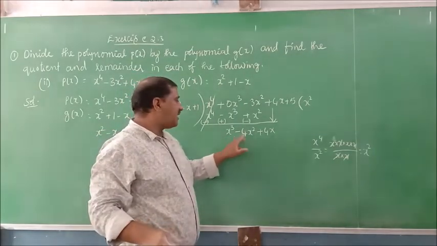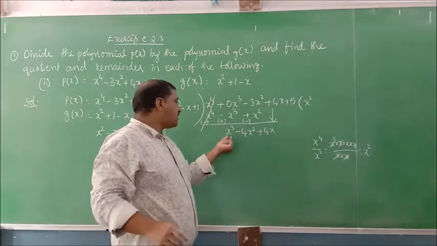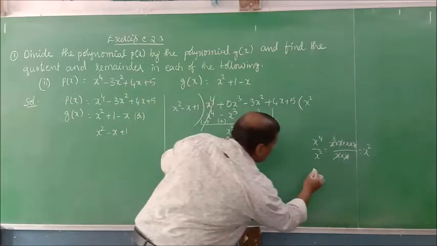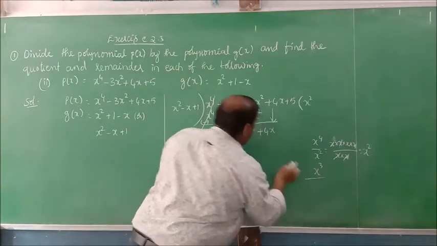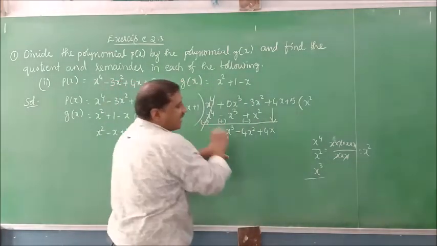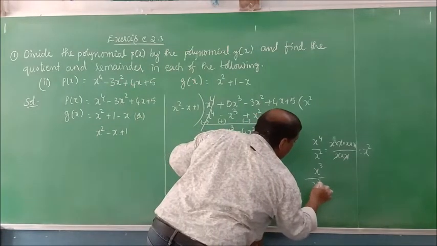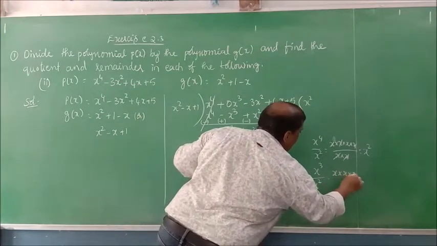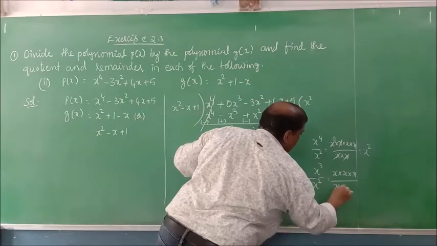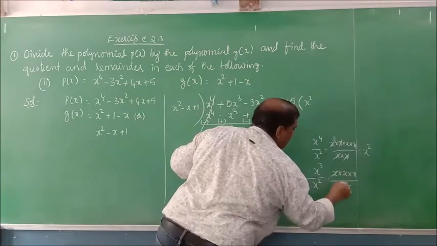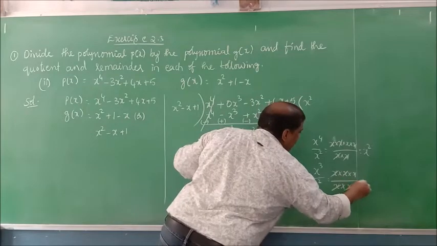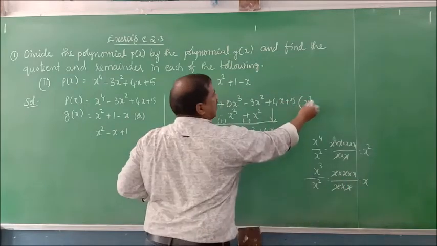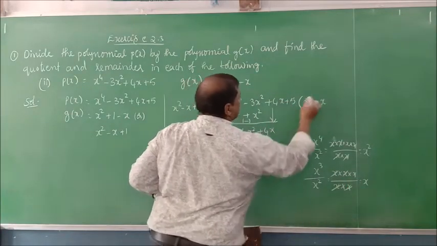Divide the second dividend with the divisor, that is, the first term of the second dividend, x cube, is divided by the first term of the divisor, x square. x cube means x into x into x, divided by x square means x into x. Those cancel, and we have x. So in the quotient write plus x.